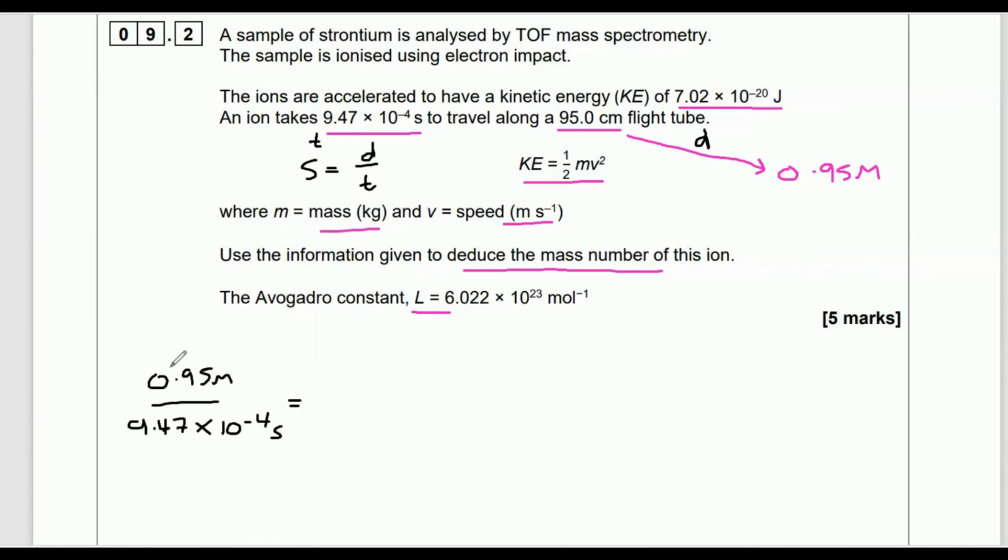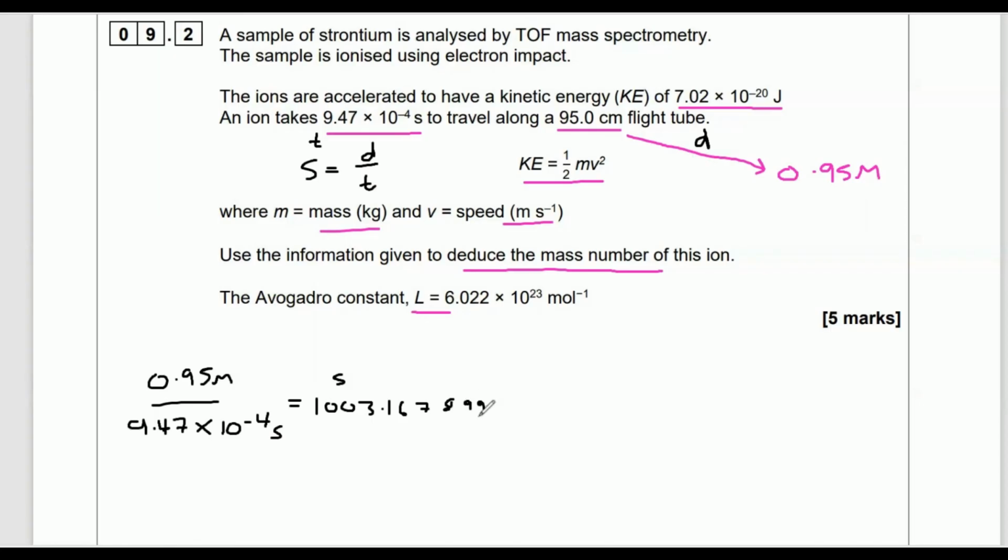What we're going to do is distance, which is 0.95 meters, over the time, which we're told up here, underlined in pink, is 9.47 times 10 to the minus 4. And that's going to give us the speed of the ions traveling along the 1 meter tube. And so we write our speed out here, and that's in meters per second.